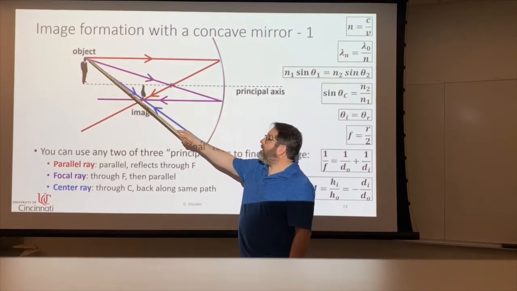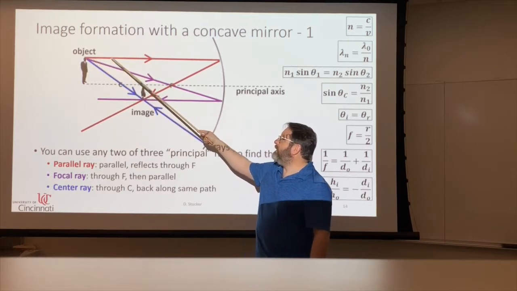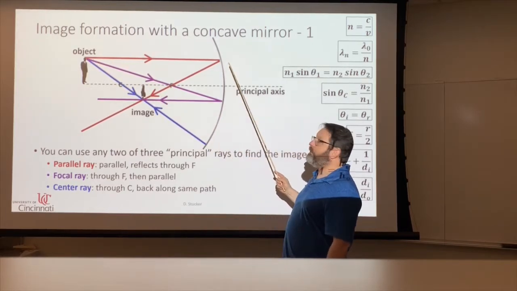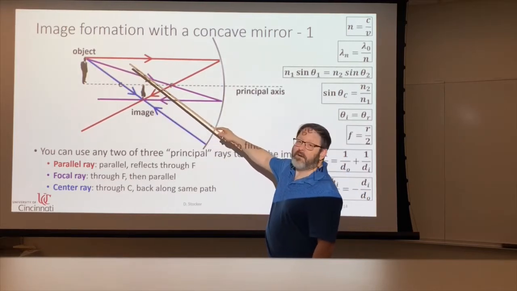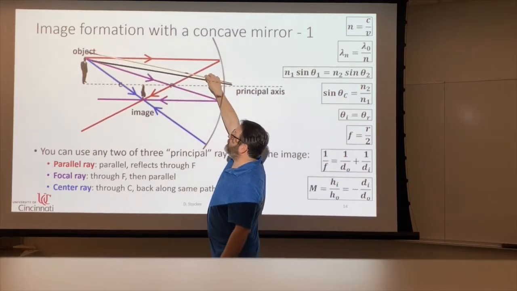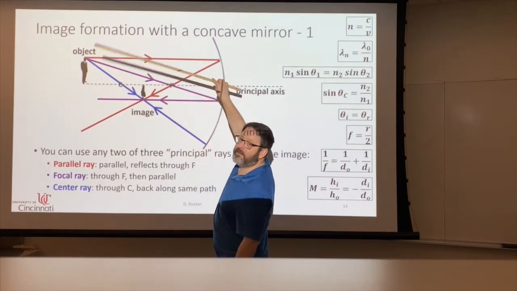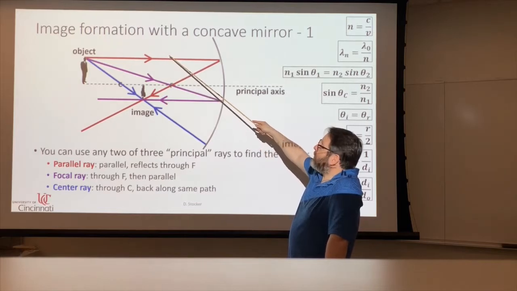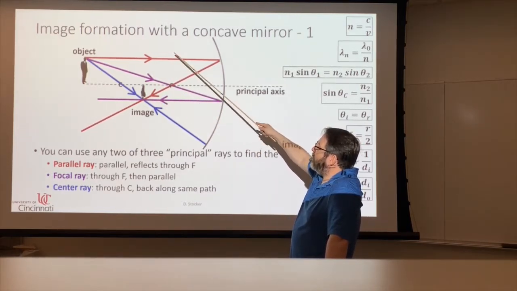The way you do that is you send out rays from the object to the mirror and figure out what happens to them. Now there are actually an infinite number of rays that come out. I could have drawn any number of rays all the way through here that will come out and hit the mirror. The best choices are one of these three right here. These are called the three principal rays.